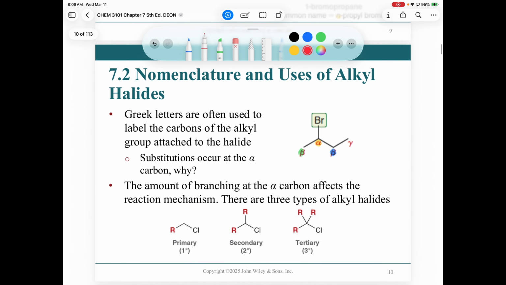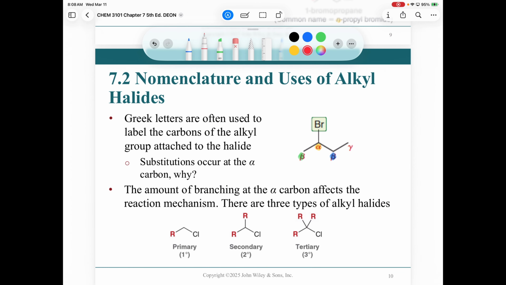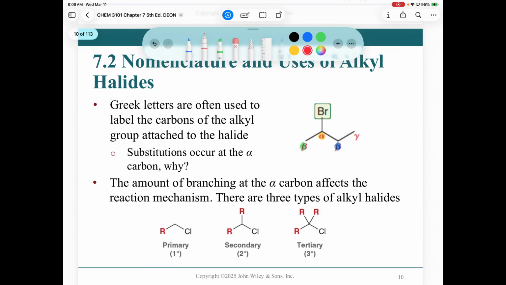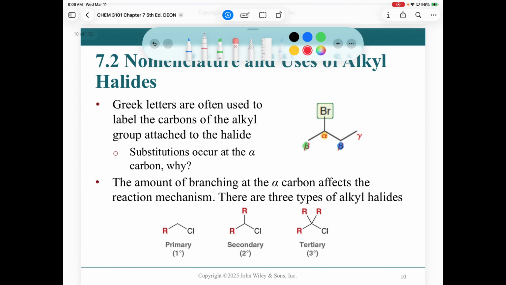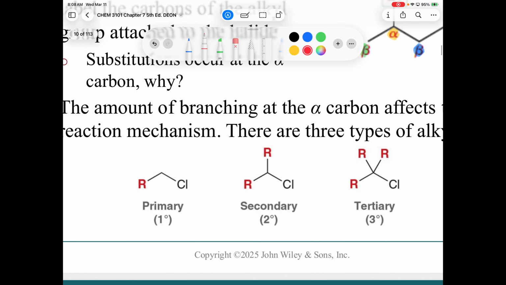So let's move on, and let's talk about primary, secondary, and tertiary alkyl halides. And we went over the Greek letters, and we said, okay, the carbon that the halogen is attached to is the alpha carbon, right? First letter in the Greek alphabet. We're going to talk a lot about alpha carbons in this class, but I would say we're almost going to talk about beta carbons just as much, okay, because they're very important, especially in E2 reactions that I hope we get to today.